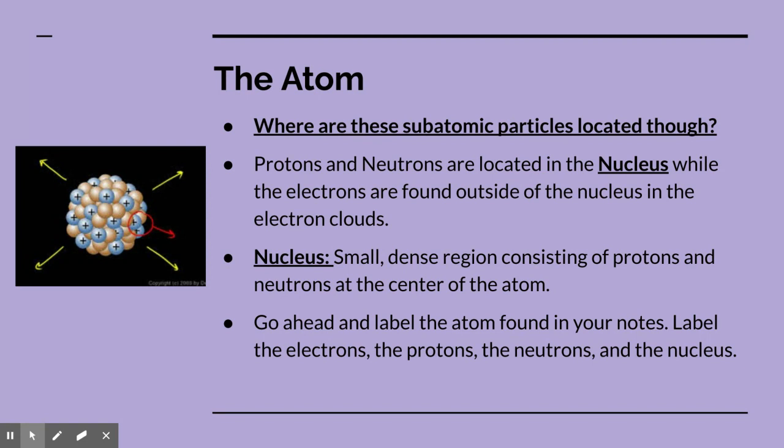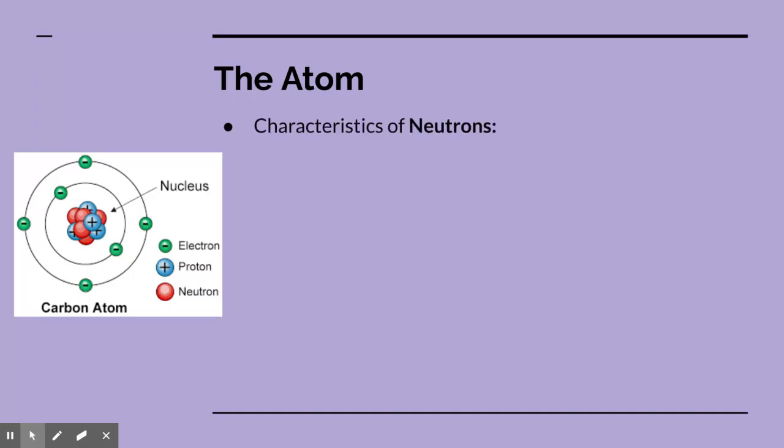But let's go ahead. On your notes, there's that little drawing to the side. Let's start labeling that. Label where the nucleus is, where the neutrons are, where the protons are, and where the electrons are. While you're doing that, let's get into the characteristics of neutrons.